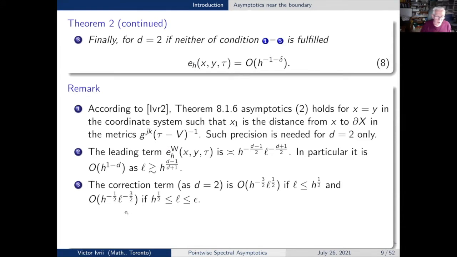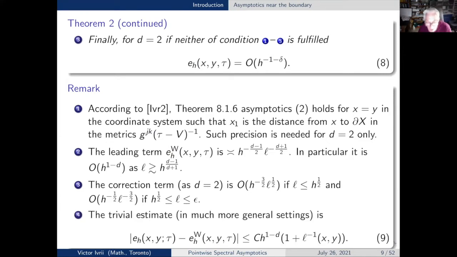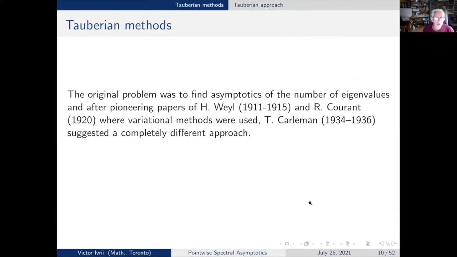And this correction term would be really of this magnitude if we assume, for example, that the boundary is either convex or strongly concave. On the other hand, there is a trivial estimate in much more general settings, and this would be this one. Okay, now I need to explain certain things.